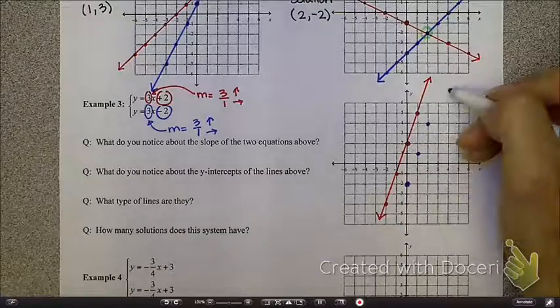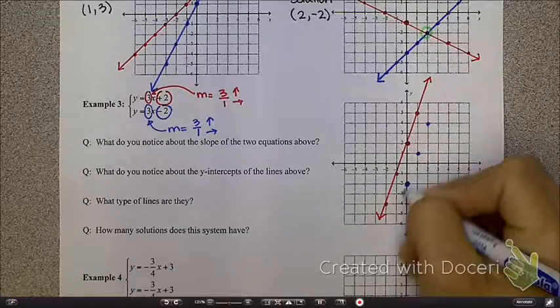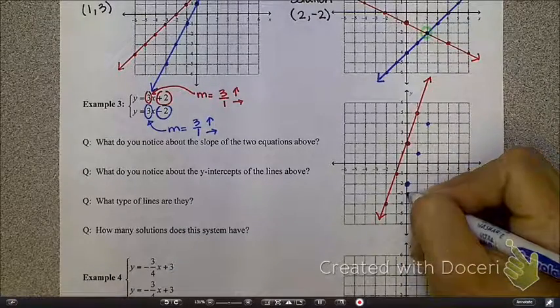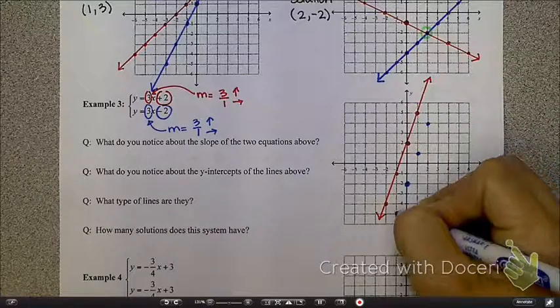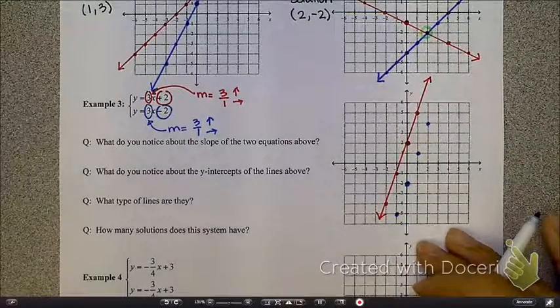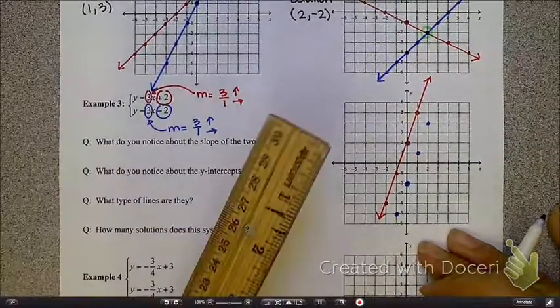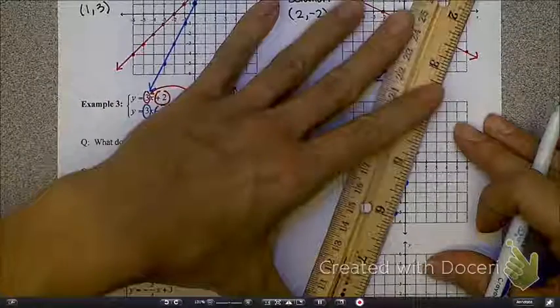Okay, well, I'm out of room here. Let's see if I can go in the reverse direction, so down 1, 2, 3 to the left 1. Okay, now let's go ahead and connect those points.